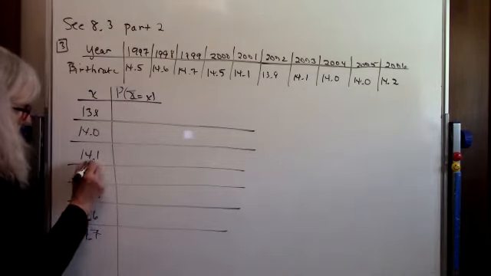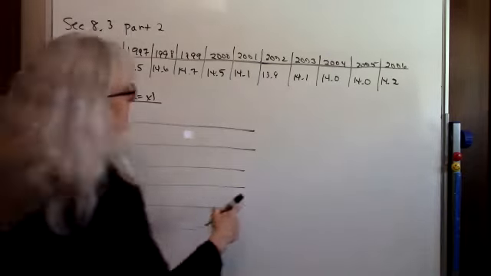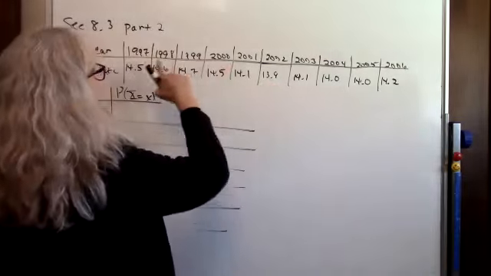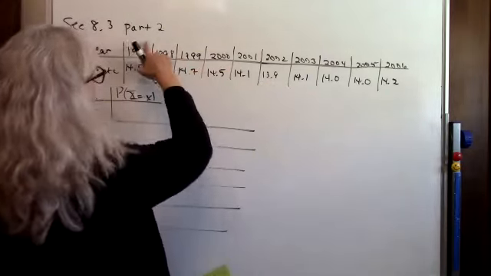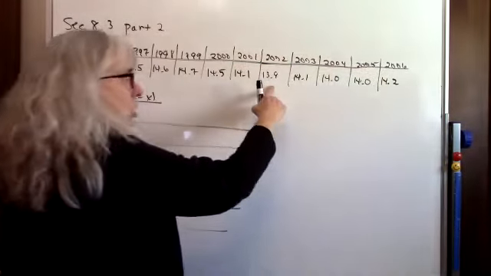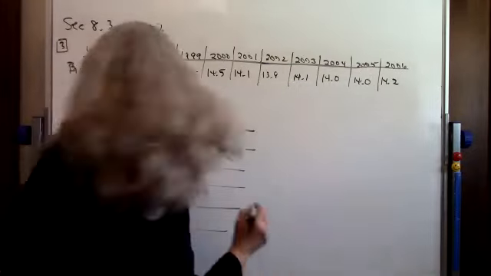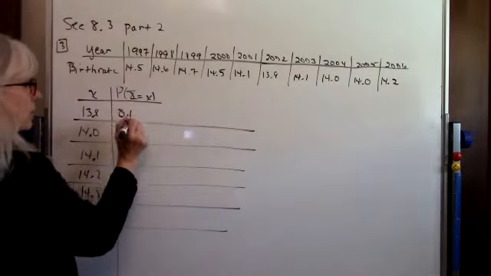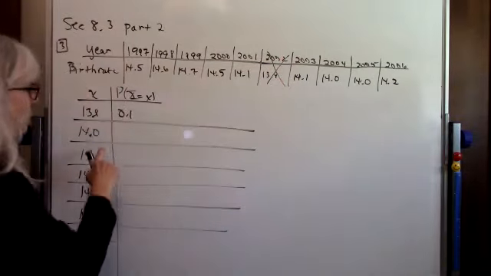The next thing we need is the probability that each of these occurs. Well, the 13.9 occurred only one time. So it's 1 out of the total of how many years do we have here? We've got 10 years, right? 1, 2, 3, 4, 5, 6, 7, 8, 9, 10. So this occurred once out of 10. That's 1/10, which is 0.1. So the probability is 0.1. I'm going to cross that one off so I know that I got it.